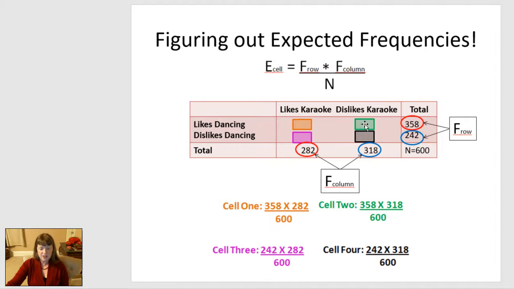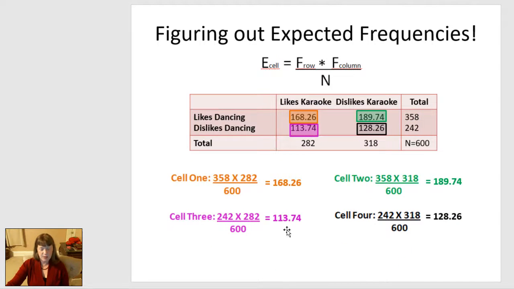I do the same thing for disliking karaoke and liking dancing. I take 358 times 318, divide by 600, and put that value here. Then I take 242 times 282, and divide that by 600 to get this value here. Then for this last one, 318 times 252, and divide by 600 to get this value here. And that gives me my expected value table. Now again, you can round to the nearest whole number. Lots of people do. I like to maintain the decimals, in the interest of maintaining APA style.